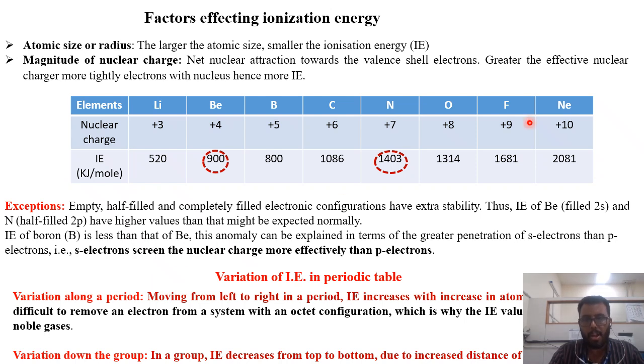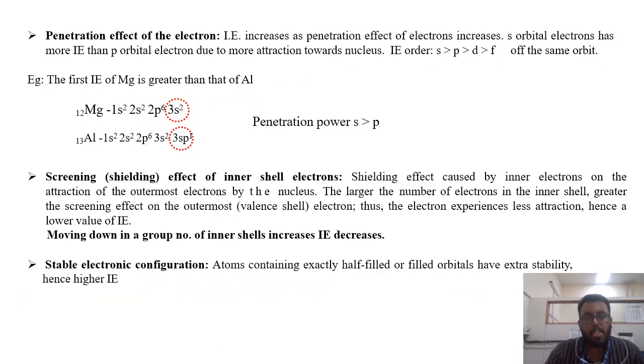So this point you have to remember. So these are the major factors that influence the ionization energy and the trend of the ionization. Now, there is another factor called penetration effect of the electron. So the penetration power is more for S than P. So the ionization energy increases as penetration effect of electron increases.